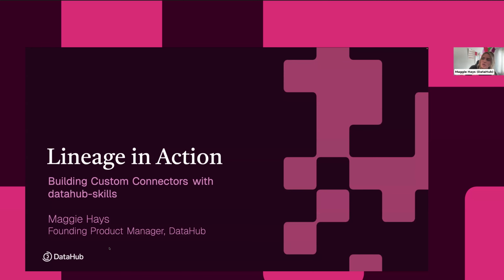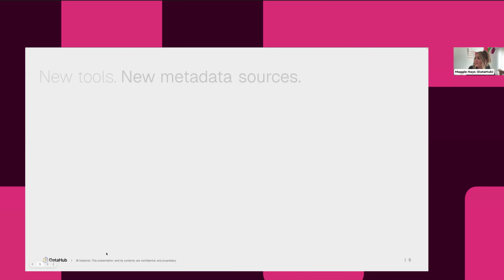So what we are talking about today, we're calling it lineage in action, basically how you can start to leverage some LLM first or AI first skills that we've built out to go from zero to a net new metadata ingestion source in literally a matter of hours. That's not even exaggeration.